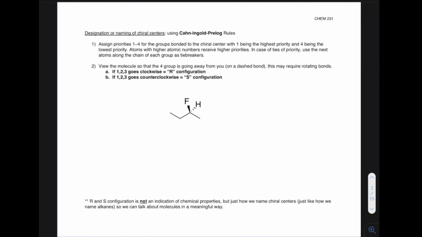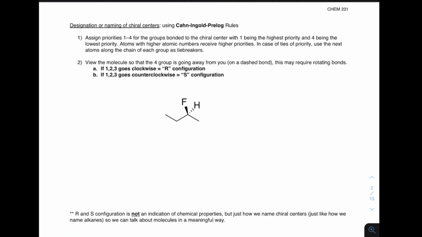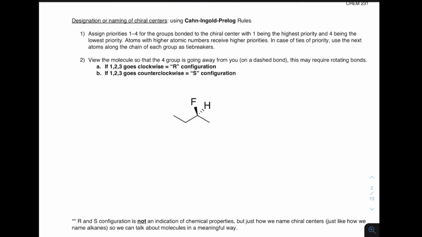And so now we have to think about how we can talk about these chiral carbons in a meaningful way. And so what we're going to be looking at now is something called the Cahn-Ingold-Prelog rules, which is just a way for us to determine if a carbon is quote-unquote left-handed or right-handed. And we're going to be doing that through something called R or S configuration. And so what that means is we're going to be assigning priorities to the different groups bonded to a chiral carbon, with 1 being the highest priority and 4 being the lowest priority.